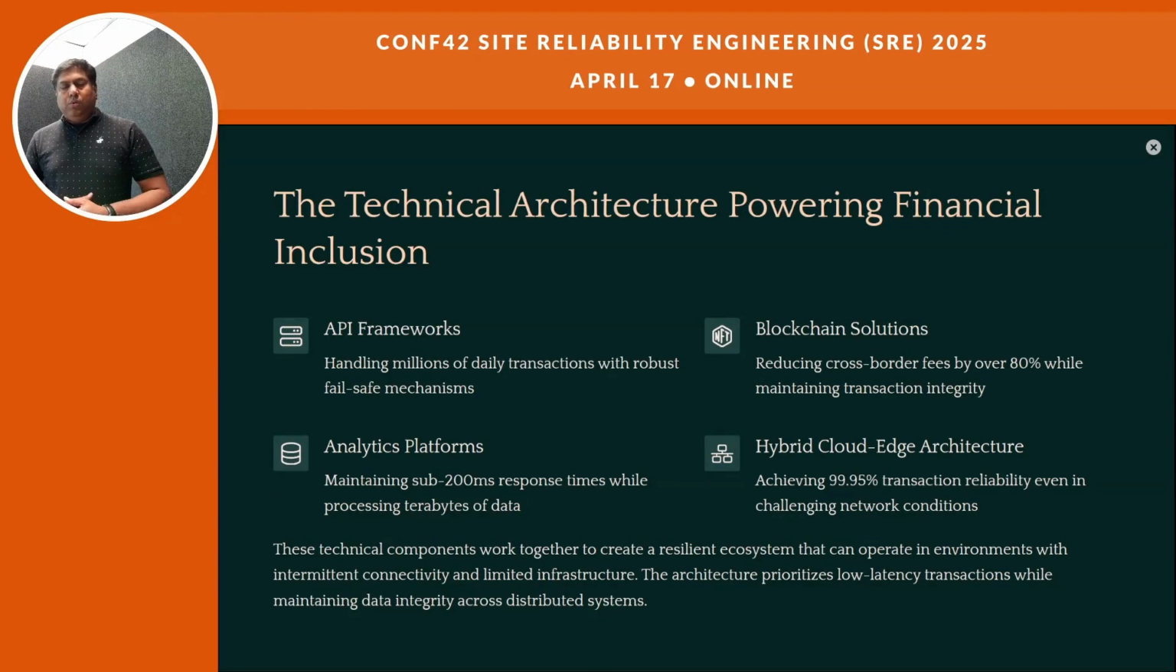Let's begin with an overview of the technical architecture that supports financial inclusion in these regions. I'll walk you through how various components like APIs, analytics, and hybrid cloud edge setups come together to build a resilient payment ecosystem. Now, the objective is to deliver reliable, low latency transactions, even in areas with intermittent connectivity. Moving on to the next slide.